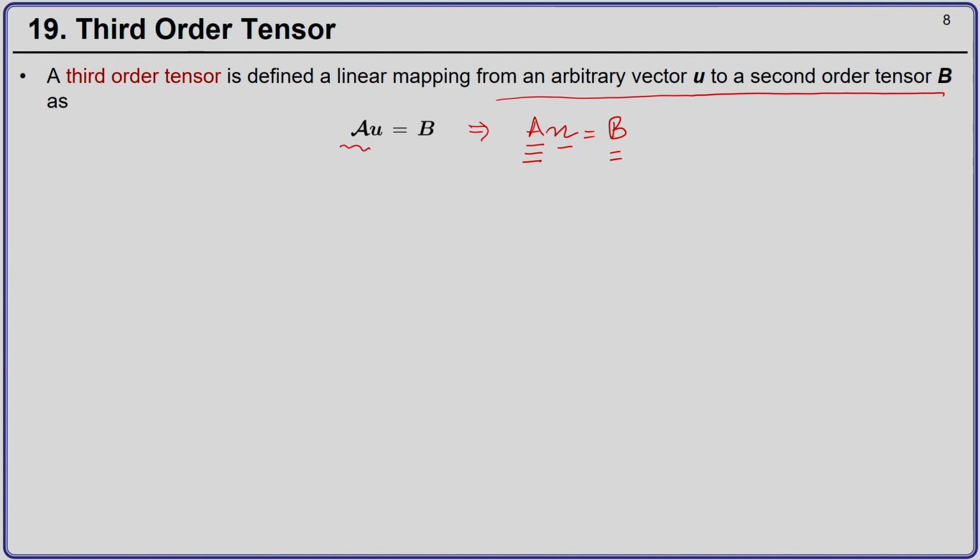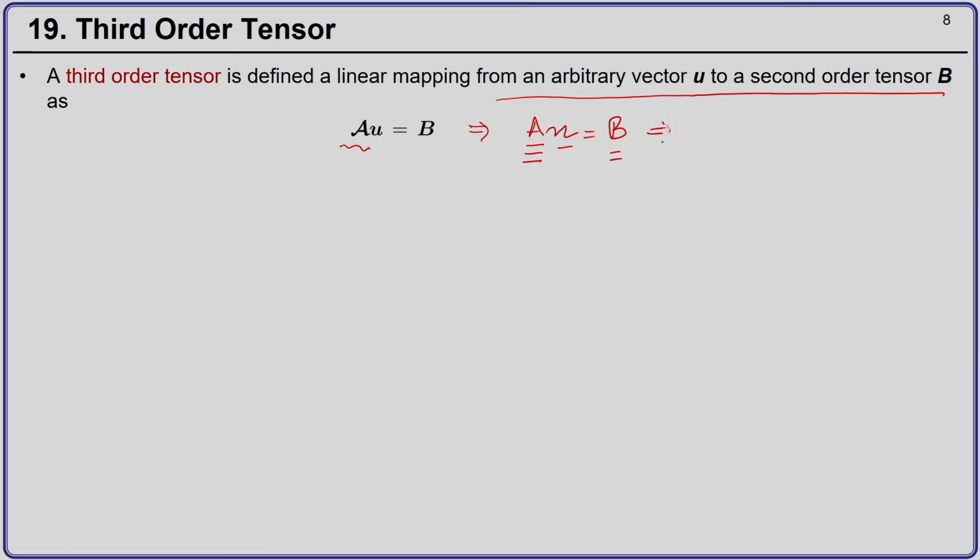Okay. So, a third order tensor operates on a vector and gives you a second order tensor. Just like a second order tensor operated on a vector to give you another vector, a third order tensor operates on a vector to give you a second order tensor. So, in indicial notation, this we can write as A_ijk u_k equal to B_ij. Okay.